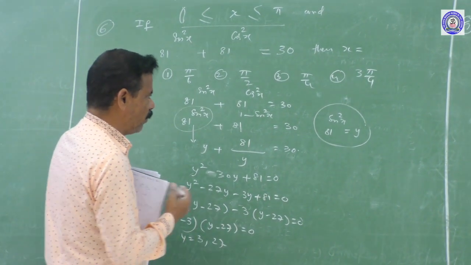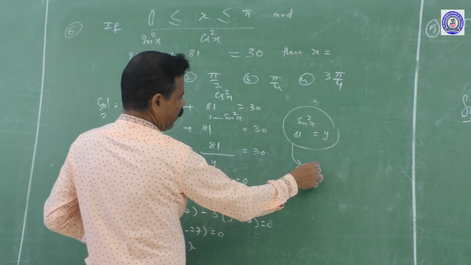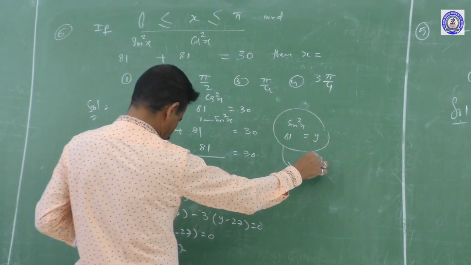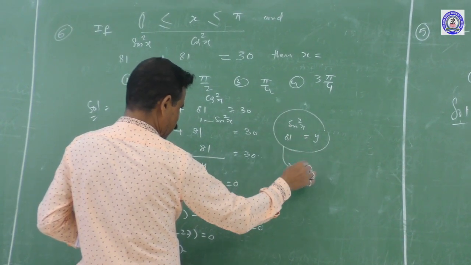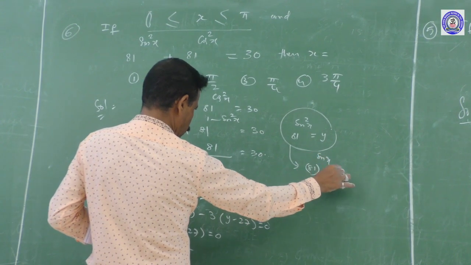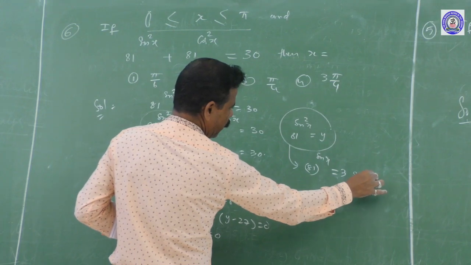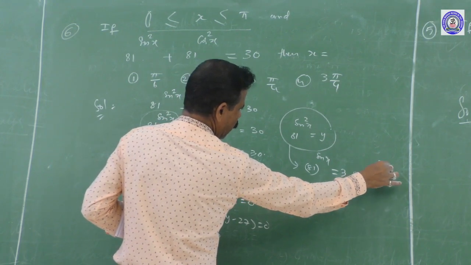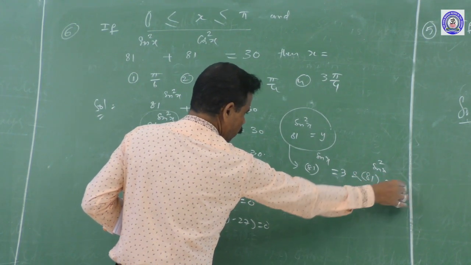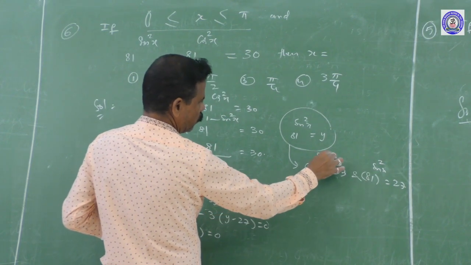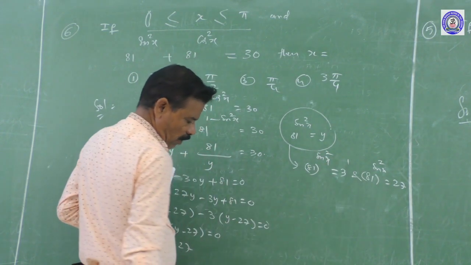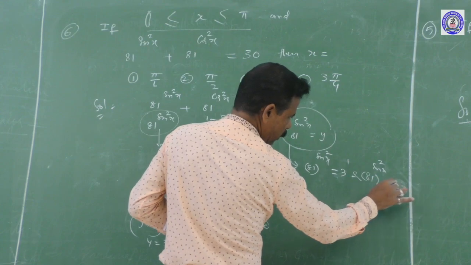So substitute the y value. From here 81 power sin square x is equal to y value 3, and 81 power sin square x is equal to 27. So here this is 3 power 1, this 27 written as 3 power of 3.